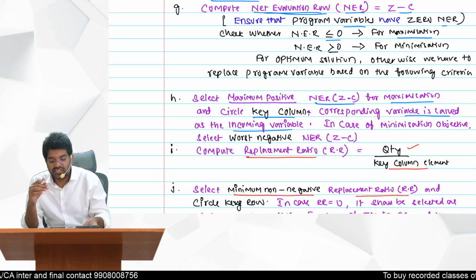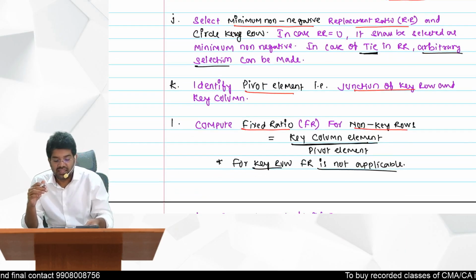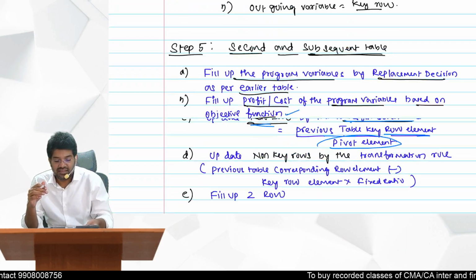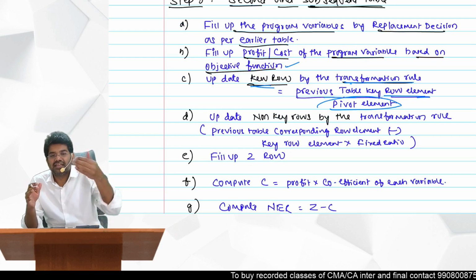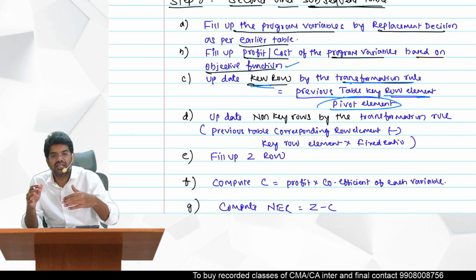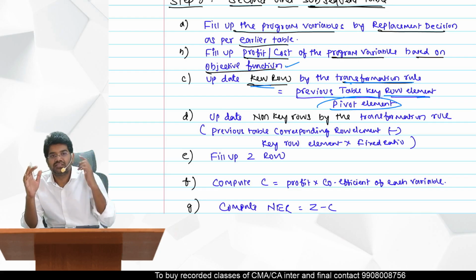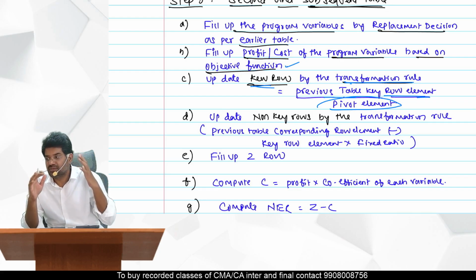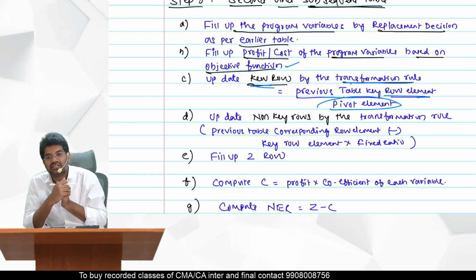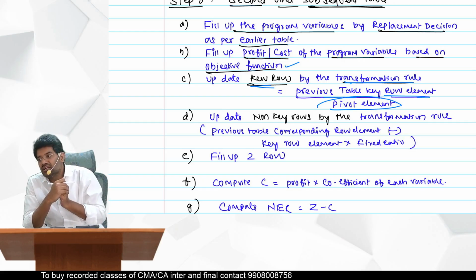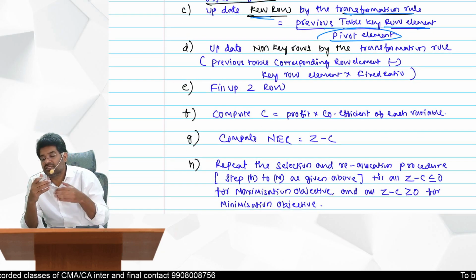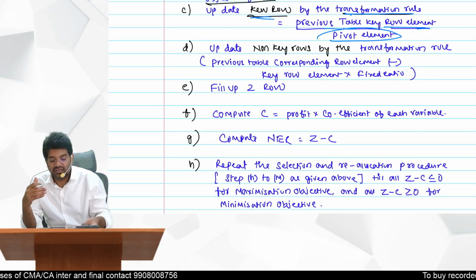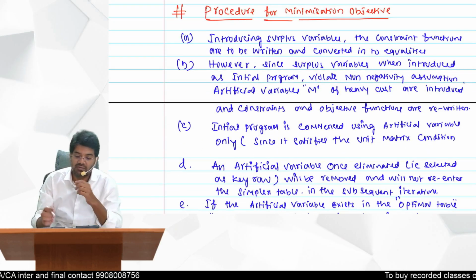Once you do this, then you will know which one is incoming and which one is outgoing. Then again take the Z value, the computed value, calculate Z minus C, and then see the condition. Right? So these are the steps for maximization. If it is minimization, then I told you that we should introduce slack variables, surplus variables and artificial variables. I have written the procedure also for the minimization objective.